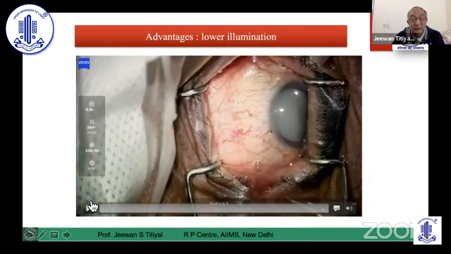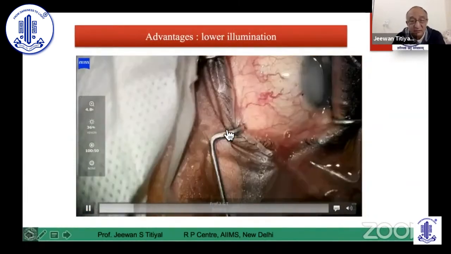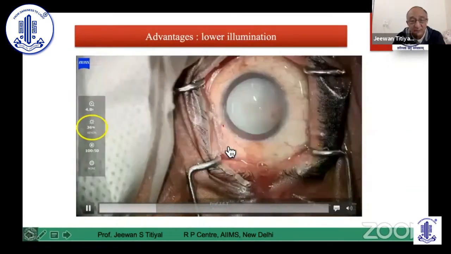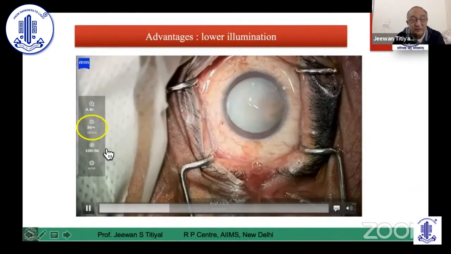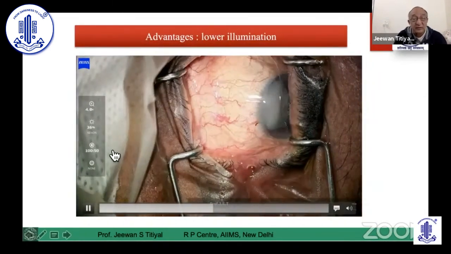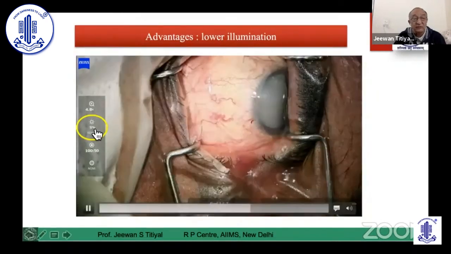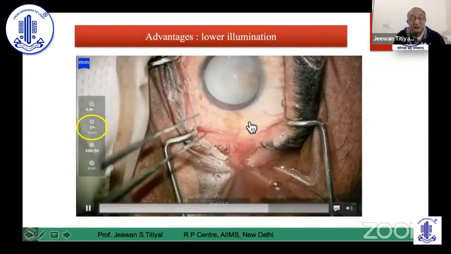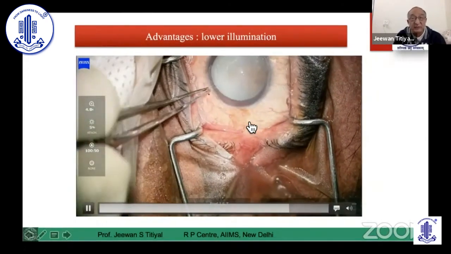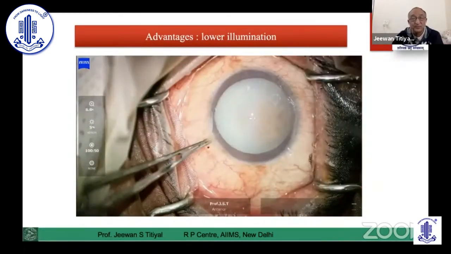The most important thing which I have seen is the patient, which Dr. Garewal talked about, the illumination. In topical anesthesia, the patient may not be comfortable at all. You can see if I decrease my illumination, I can go even up to 5% illumination to make the patient see better. You can see I'm going down now, working with a 5% illumination, the patient now fixes and you can do a surgery comfortably. So that's the advantage of this system with this microscope.